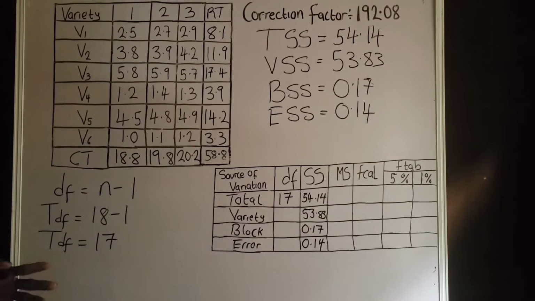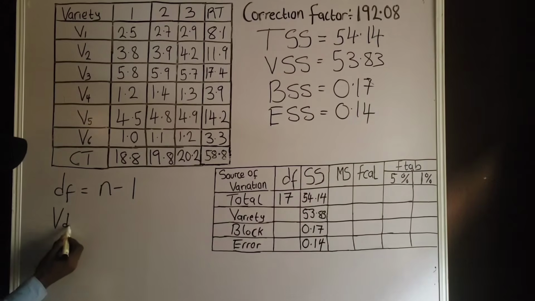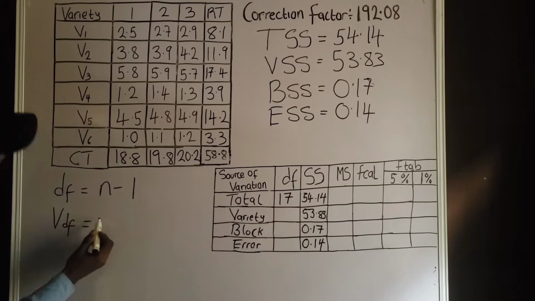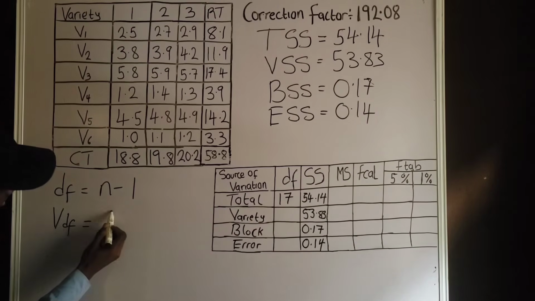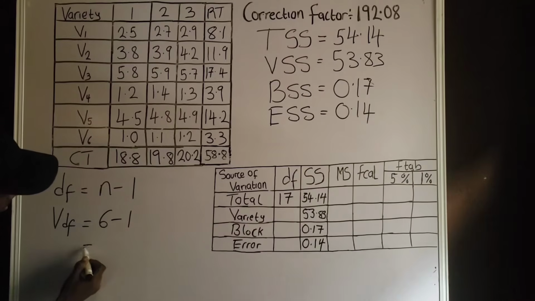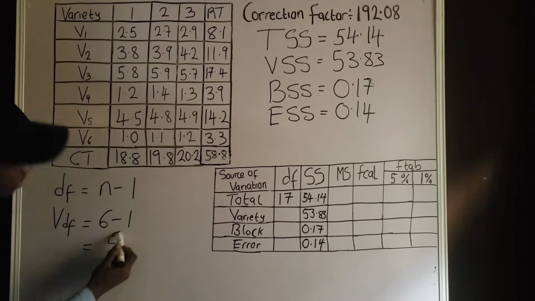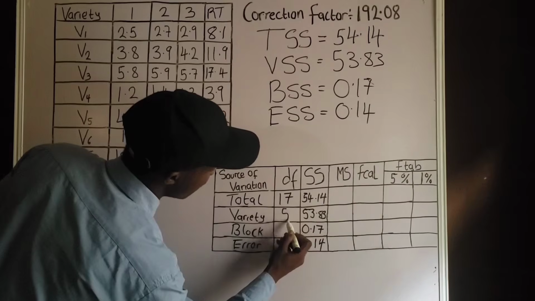The variety degree of freedom is gotten by subtracting 1 from the total number of varieties. Don't forget that the total number of varieties that we have here is 6. So the variety degree of freedom is equal to 6 minus 1, which is 5. So the value of these cells is 5.